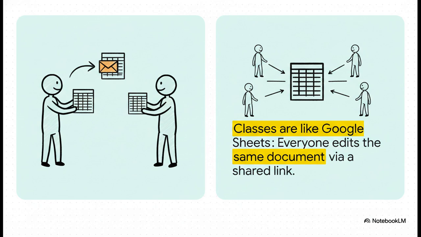A class, on the other hand, that's a Google Sheet. When you share the link with me, we are both editing the exact same document in real time. If I change something, you see it instantly.